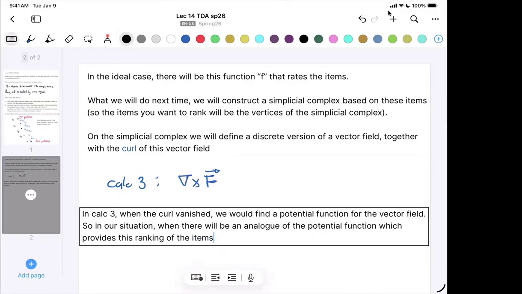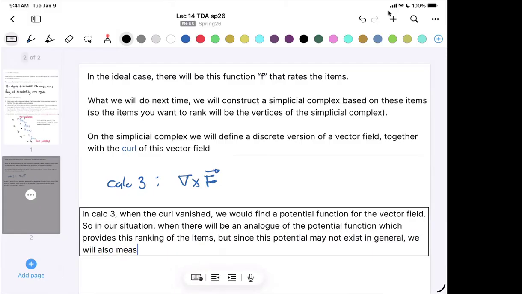But we will also measure how close we are to finding this potential function, and that will be some sort of least squares problem, basically. But since this potential function may not exist in general, we will also measure how far away we are from this ideal situation.